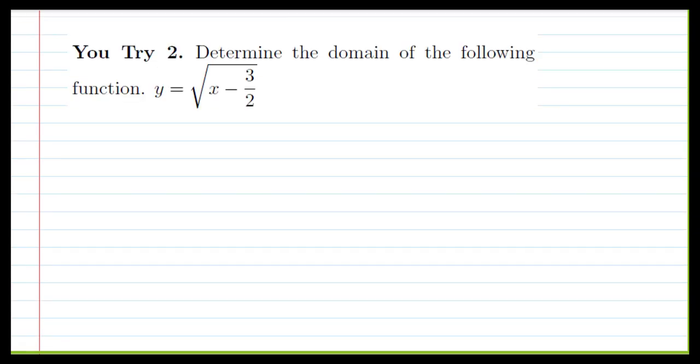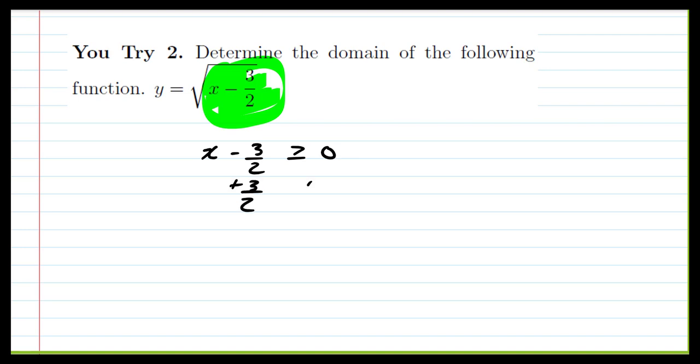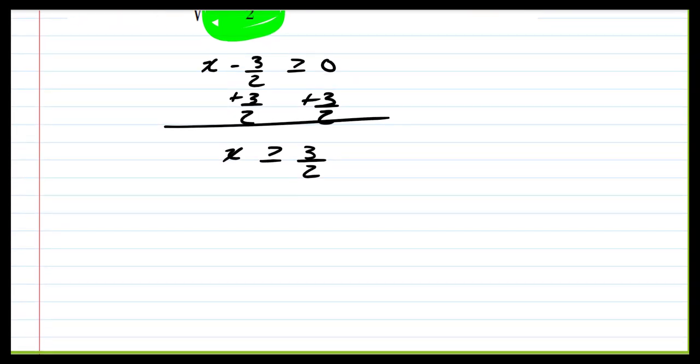So for our u-try, we identify our radicand. So our radicand is the stuff underneath the radical. So in this case, it is x minus 3 over 2 has to be greater than or equal to 0. So to solve, we add 3 over 2 to both sides, and we get x is greater than or equal to 3 over 2. So then the smallest value that it can be is 3 over 2, and that's included, and x has to be bigger than that, so it goes all the way up to infinity. And that would be our domain for that radical function.